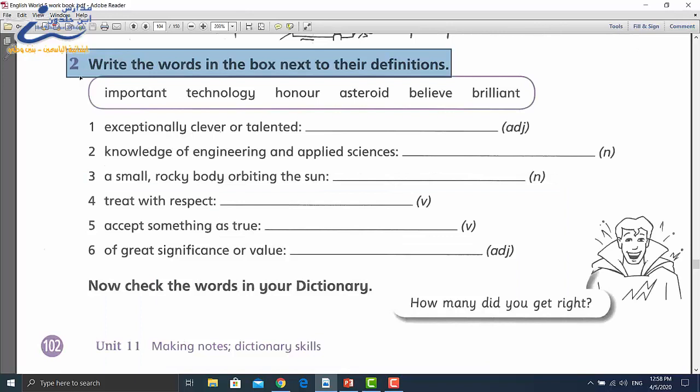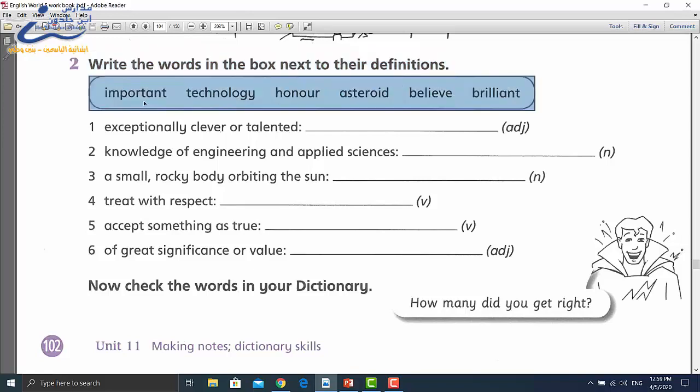Exercise 2. Write the words in the box next to their definitions. Let's read the words first. Important, technology, honor, asteroid, believe, brilliant.